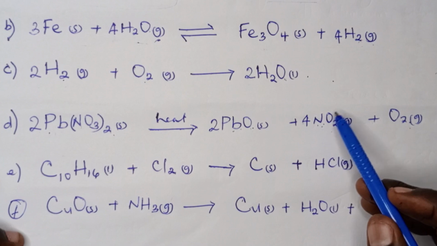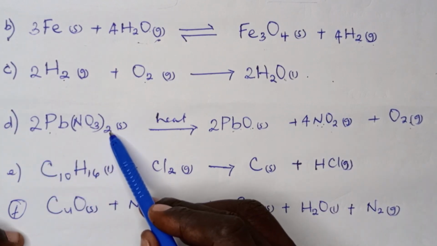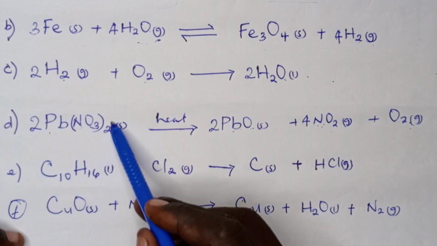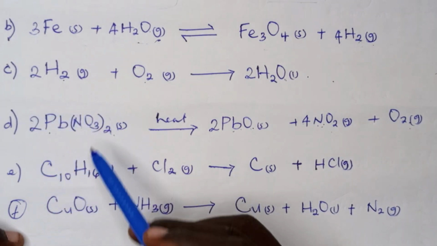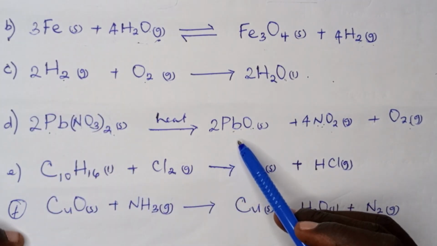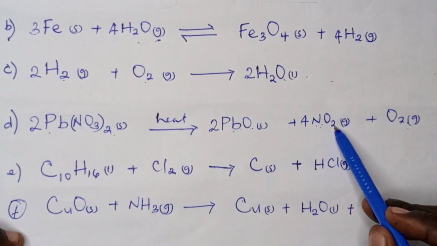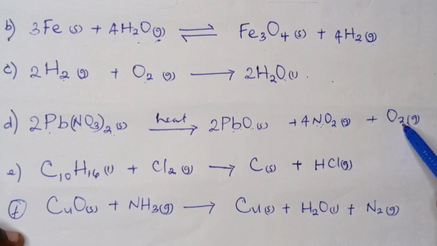Let's come to oxygen atoms. This 2 by 2, this is 4. 4 times 3, 12. So we have 12 oxygen atoms at the reactant side, while at the product side we confirm. So this is 2 by 1, 2. 4 by 2, 8, plus this 2, that is 10. So this is also giving us 12. So the equation is now balanced. We go to the second last one.